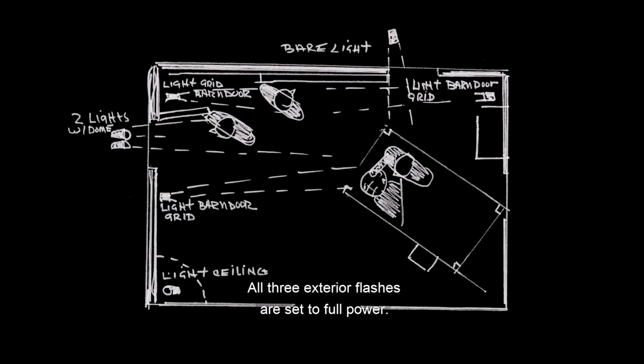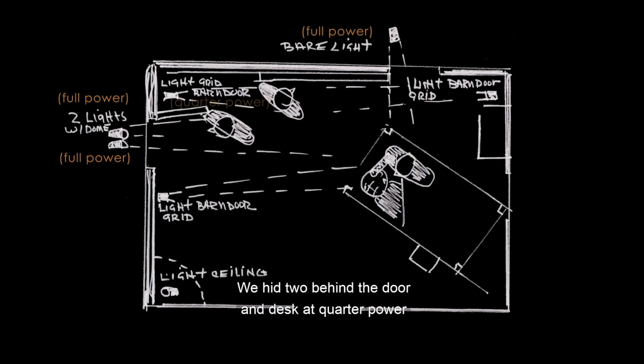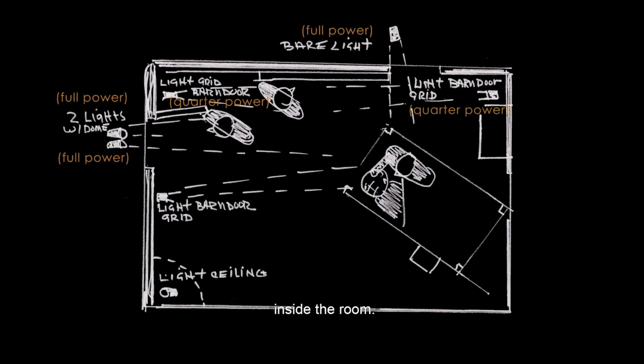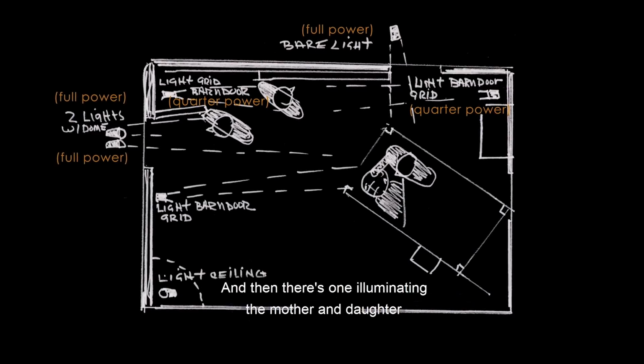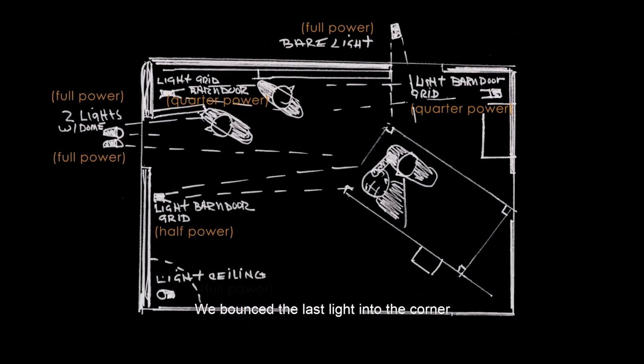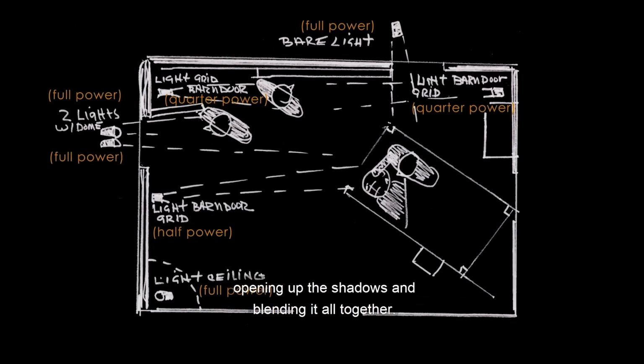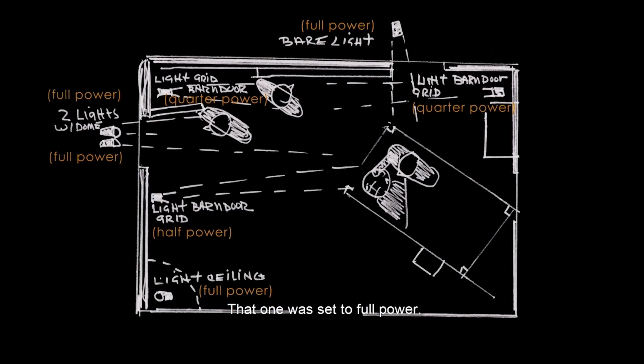All three exterior flashes are set to full power. We hid two behind the door and desk at quarter power inside the room. And then there's one illuminating the mother and daughter, set to half power. We bounced the last light into the corner, opening up the shadows and blending it all together. That one was set to full power. There you have it.